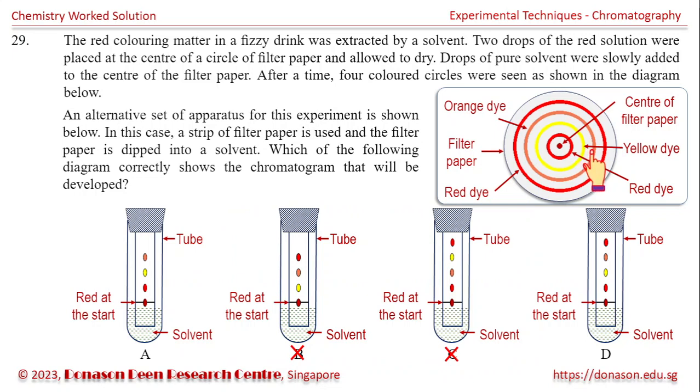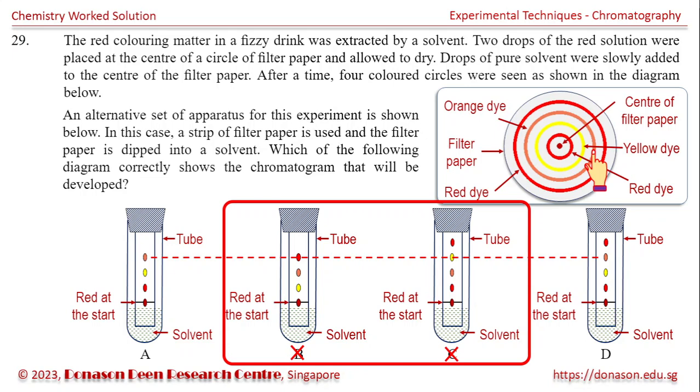The next dye in the circular chromatogram is orange. In the alternative setup, the third dot should be orange. Once again, we can see that chromatograms B and C do not show an orange dot.